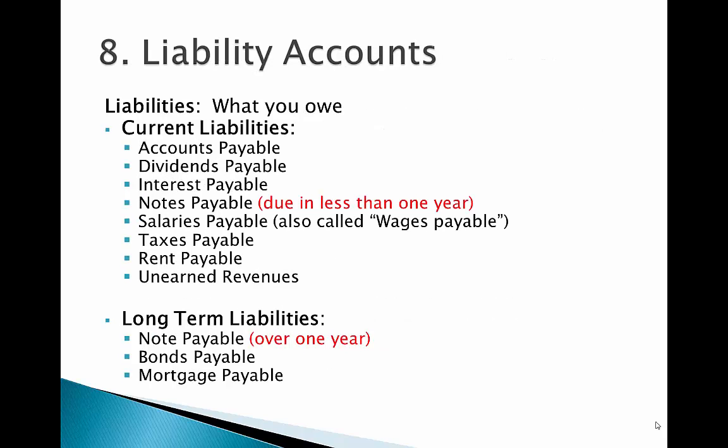There are liability accounts, which are what you owe. Current liabilities, due within a year, are accounts payable, dividends payable, interest payable, and notes payable. Also salaries payable, which can be called wages payable, taxes payable, rent payable, and unearned revenues. And long-term liabilities: notes payable that are due over a year, bonds payable, and mortgage payable.